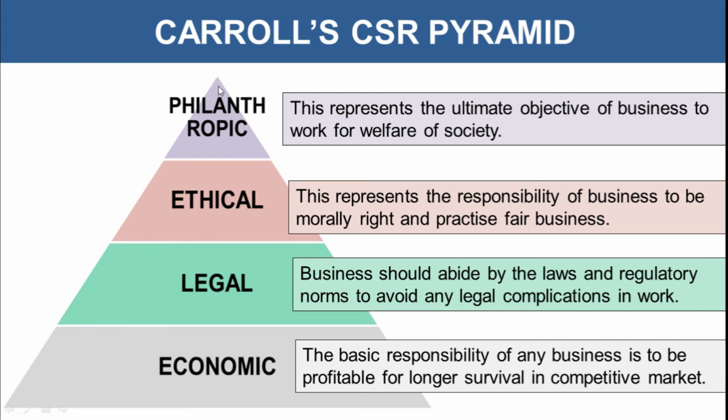And the ultimate aim of any business should be to be philanthropic. This represents the ultimate objective of business, to work for the welfare of society. So at this level, when the business has become stable, they have earned a good profitable amount, they are abiding by all the legal issues, and they are morally correct, they have their responsibility towards society as well. So they should work for the welfare of society now.